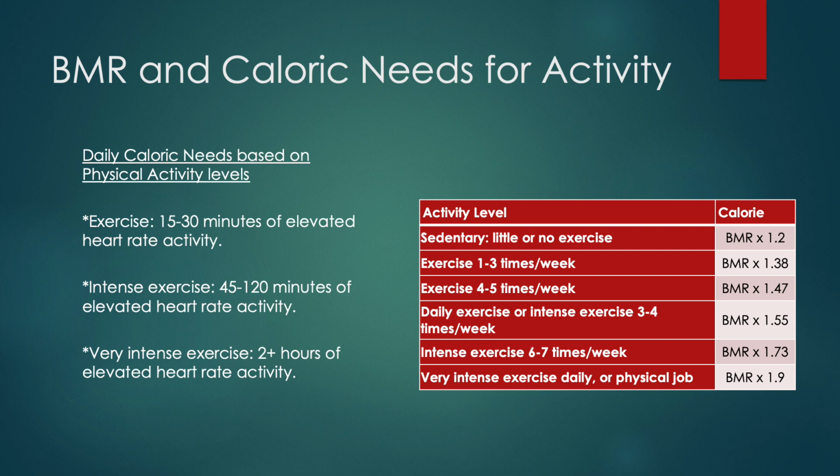When we're talking about exercise, that's 15 to 30 minutes of elevated heart rate activity. Intense exercise is 45 to 120 minutes of elevated heart rate activity, and very intense exercise is 2+ hours of elevated heart rate activity. So we want to make sure to use those classifications appropriately when we're calculating our caloric needs based on activity.